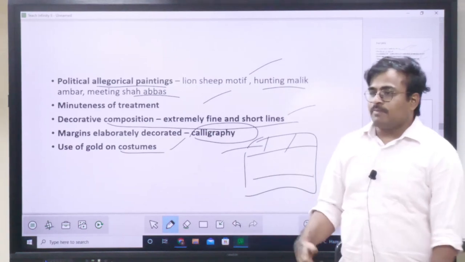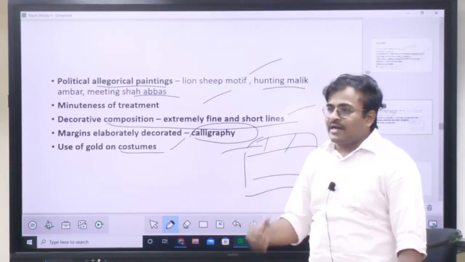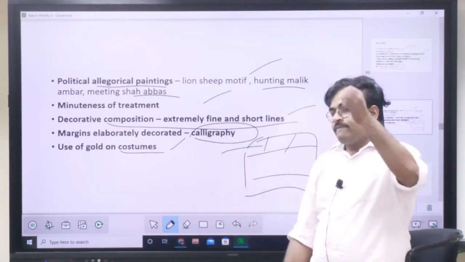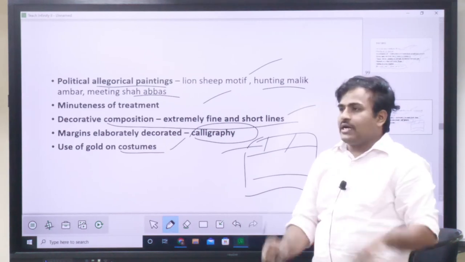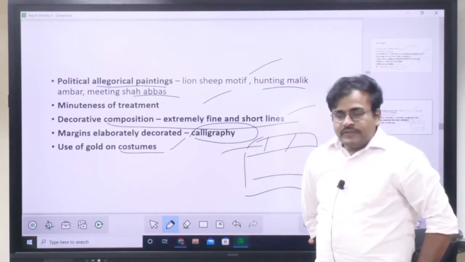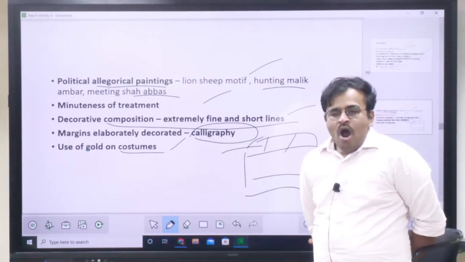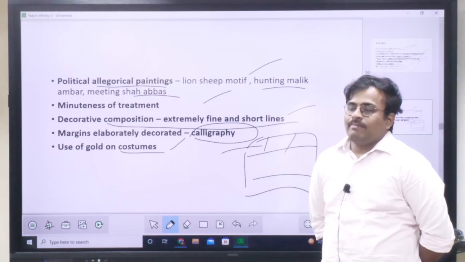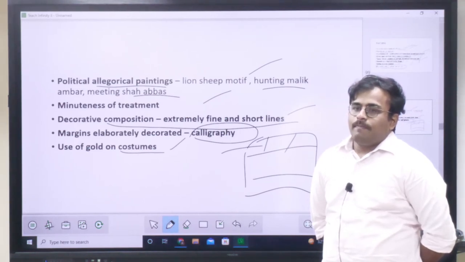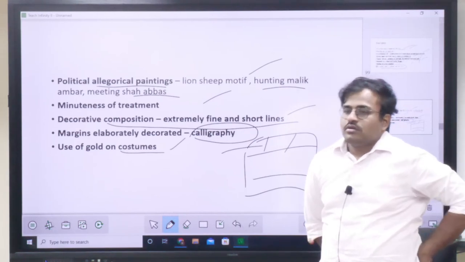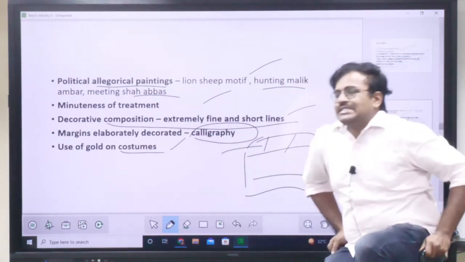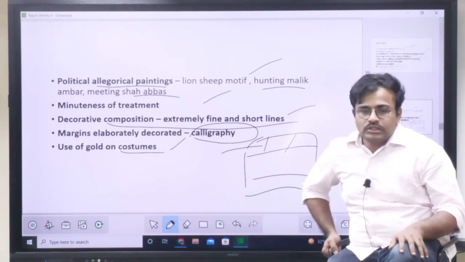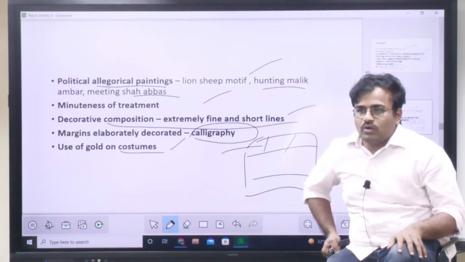If they ask you about any particular painting tradition, let's suppose Akbar's painting tradition, you have to use all these points and then write something specific about Akbar. For Jahangir's painting tradition, all these points plus something specific to Jahangir. Write one line down. Mughal painting tradition is an admixture of Indian and Persian styles, which combine the Persian emphasis on straight lines with the Indian emphasis on roundedness.